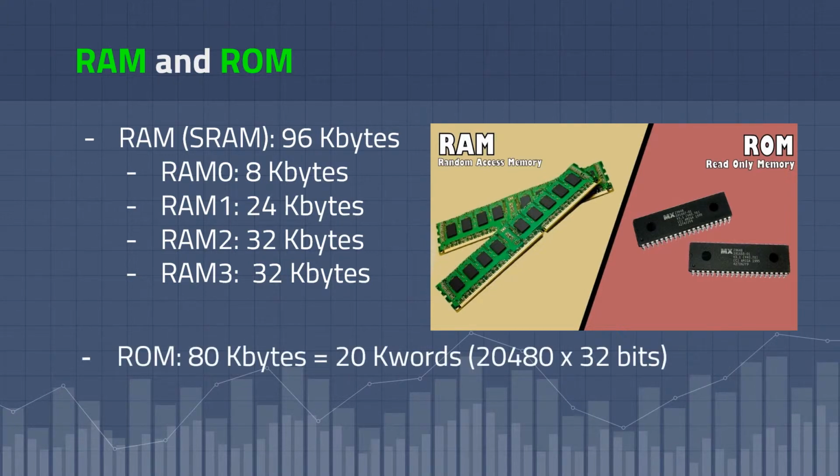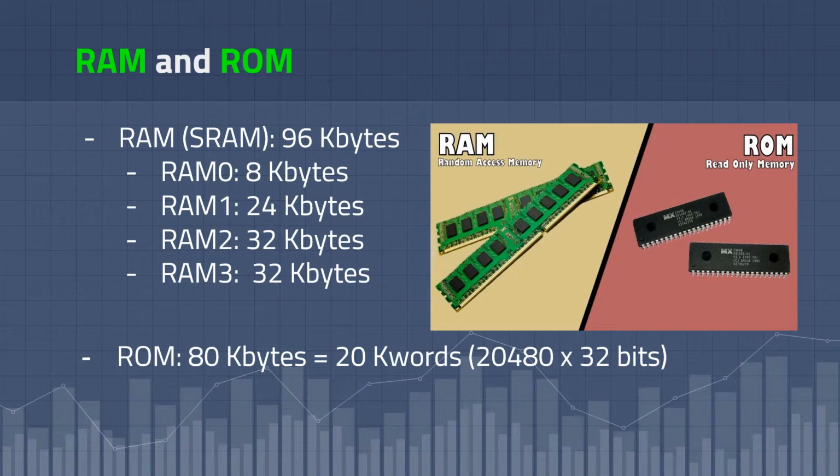ROM stands for read-only memory. This is non-volatile memory that cannot be written to. It can only be read, as its name suggests. When a device powers off, ROM is not wiped and will be available again upon startup.